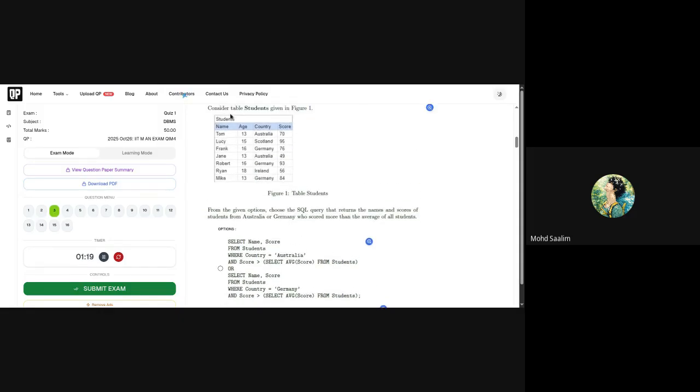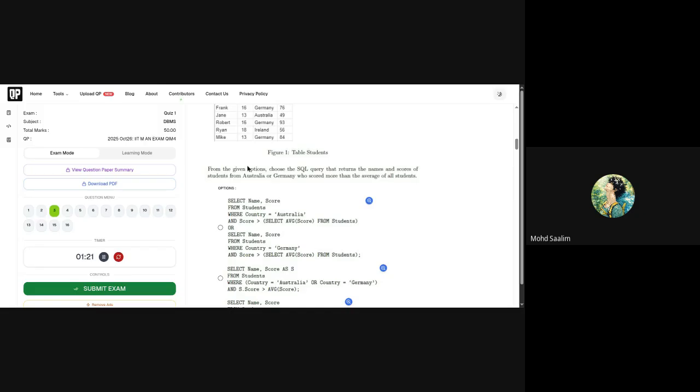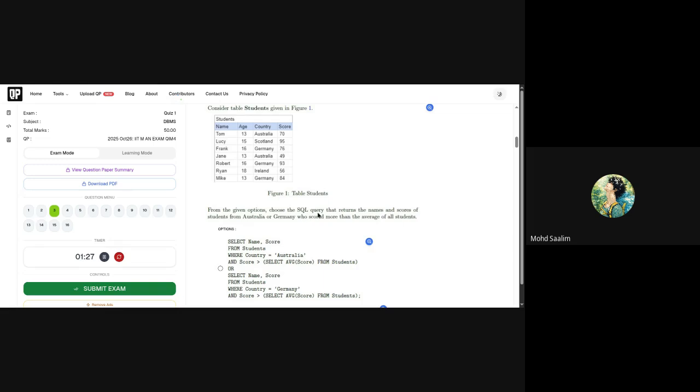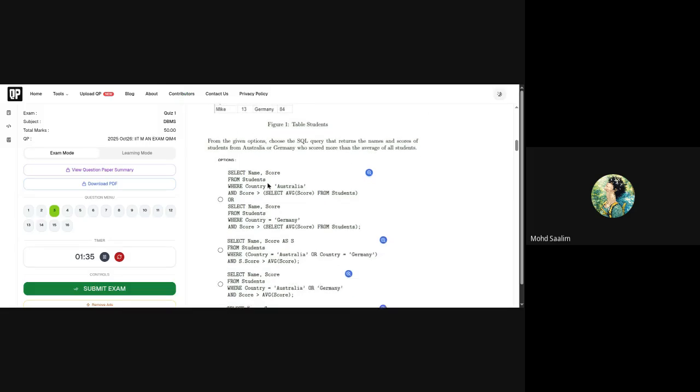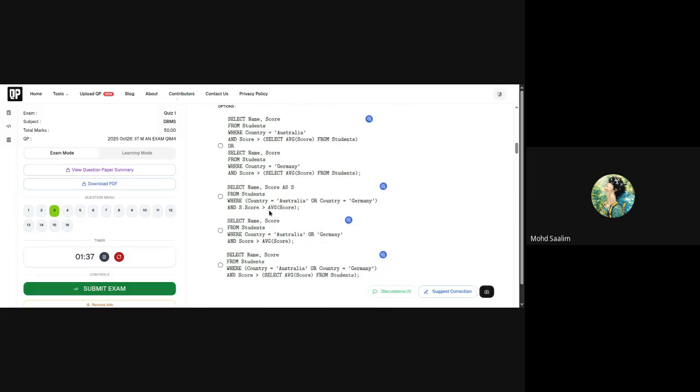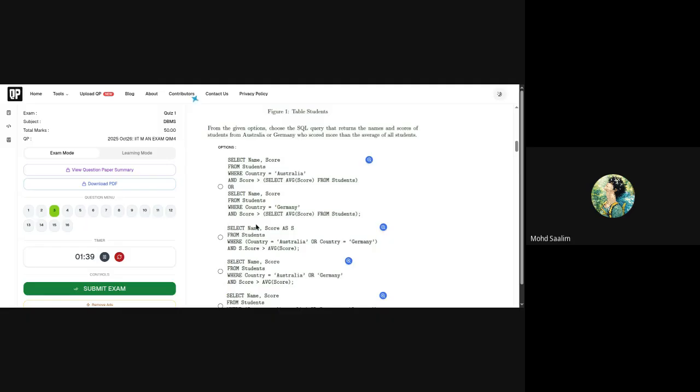So in this question, there is a table given. SQL queries are given in the options, and they are asking: choose the SQL query that returns the names and scores of students from Australia or Germany who scored more than the average of all students, right? So this is about the SQL subquery concept, right?